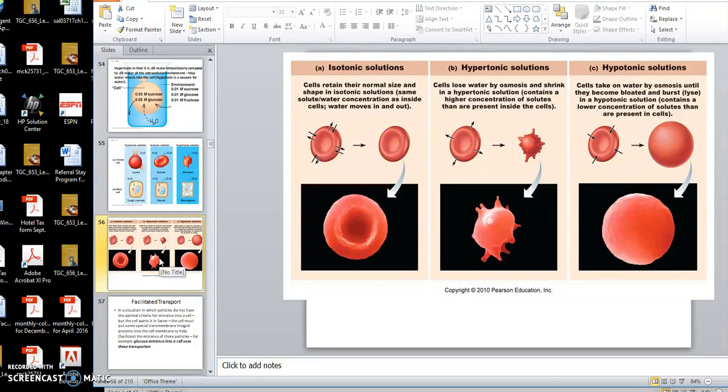So what you want to do is start thinking of molarity and molality and putting red blood cells in and so forth like that. I wish this was face-to-face. I would do more.